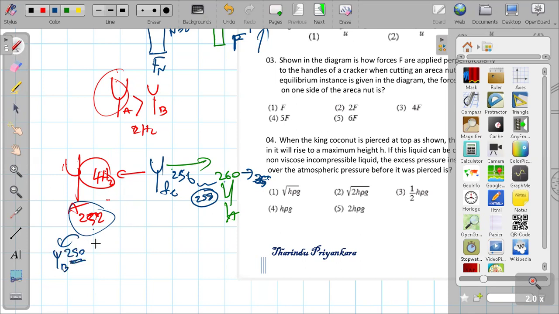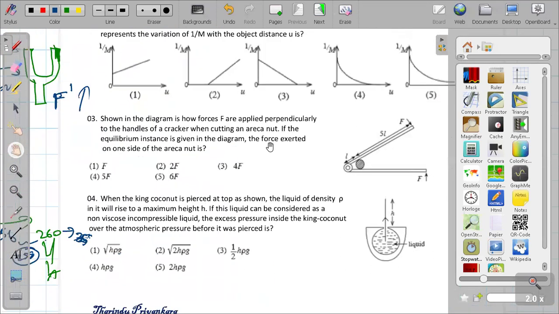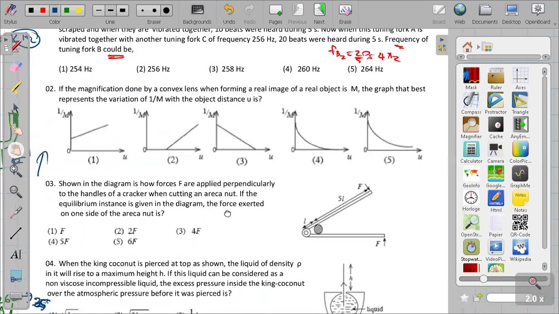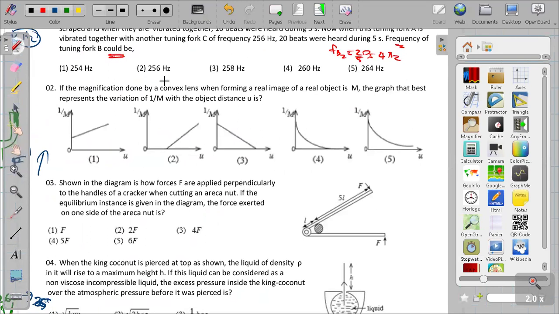How do we know? 250. May I locate 258. You have checked for the answers for 250 or 258. There is the answer for 258. So your answer should be this one. Can you understand?